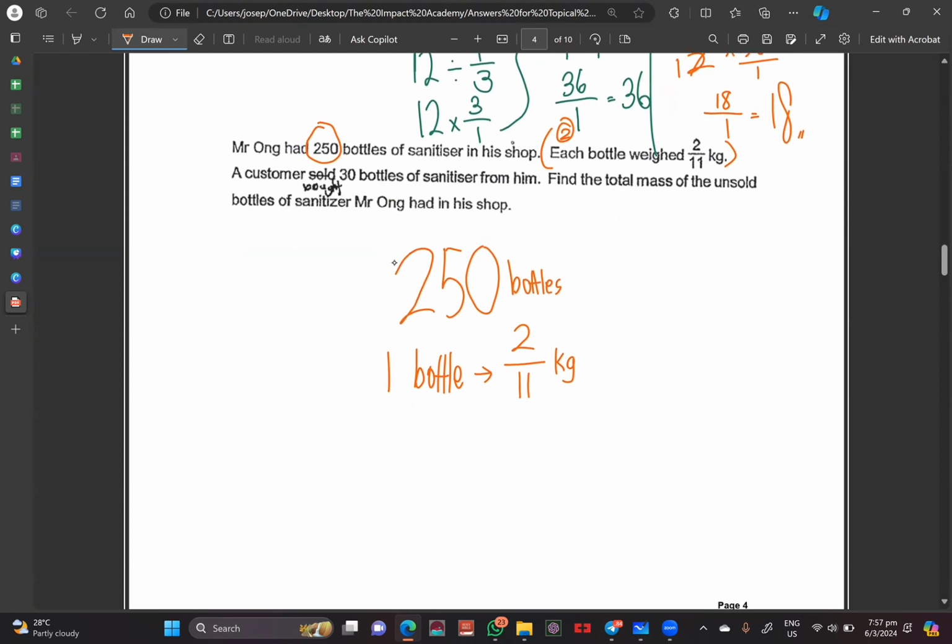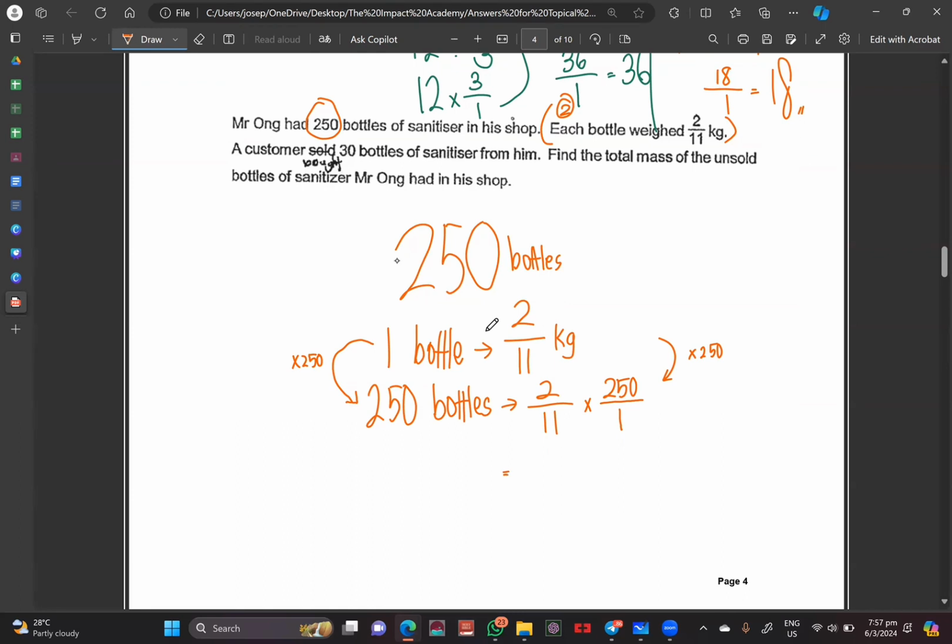Okay, so we are going to find the weight of 250 bottles. Make sense? How do I find the weight of 250 bottles? The first thing I need to ask myself is how do I get from 1 to 250? You understand what I'm saying? Times 250 over here. Make sense or don't make sense? So when I do something to my left, I must do something to my right. Agree so far? 2 over 11 times 250. Remember, I put over 1. Okay, you can press a calculator for this part. When you press, you will get an answer of 45 5 over 11 kg. So this is the total weight. Is that okay?